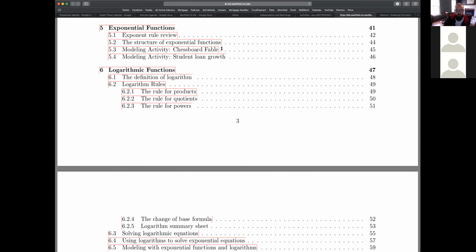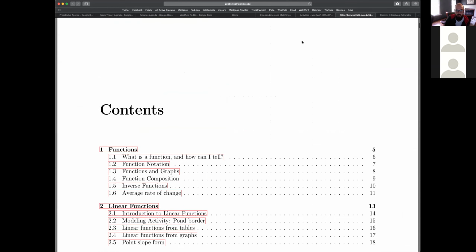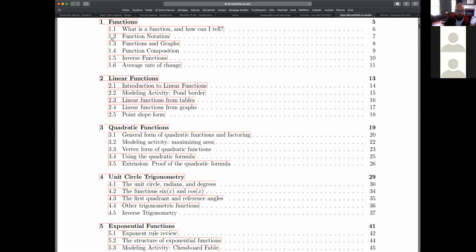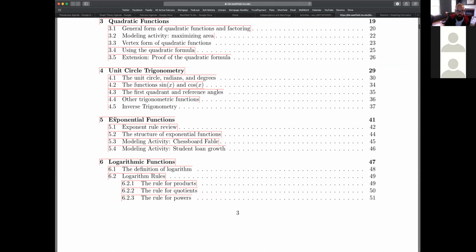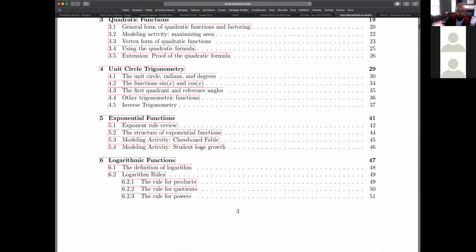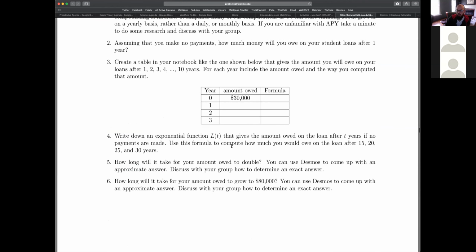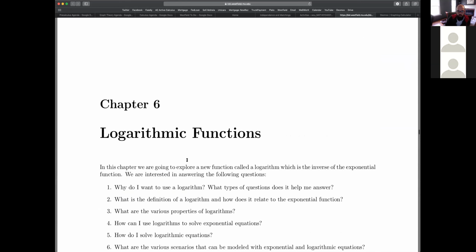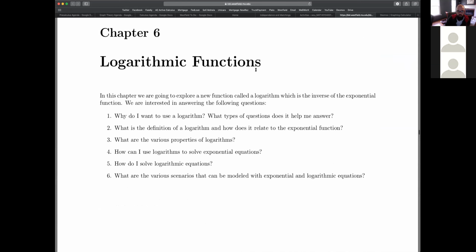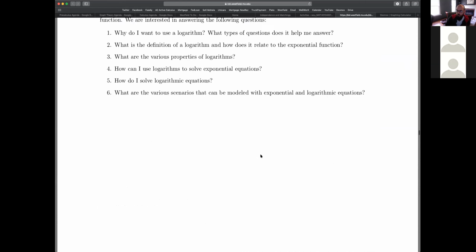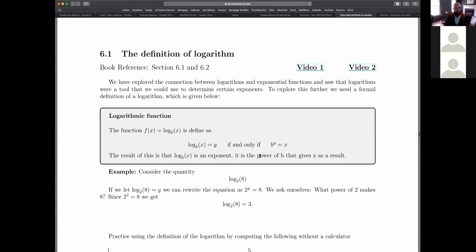All right, so if we jump over here, what is this now that we're looking at? This is our activities. This is our book that we've been working through. So you can see that throughout the semester, we've done this. We just did exponential functions. And this activity that we just looked at, this is what we looked at at the end of class on Thursday. So we had a $30,000 student loan, and it grew at a rate of 5.2%. So we worked through this that week. So now we're going to move on to chapter 6, and we're going to start thinking about these logarithmic functions and what to use them for. Okay.